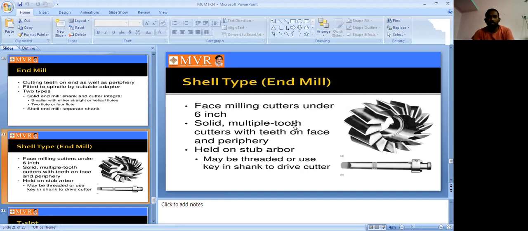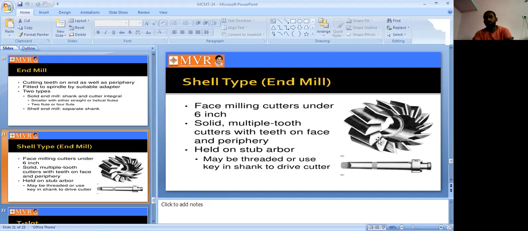The face milling cutters are under 6 inches. See here, it is a shell type end mill, the face cutter under 6 inches, with sharp edges. You can see the teeth here. These are solid multi-tooth cutters with teeth on the face and periphery.